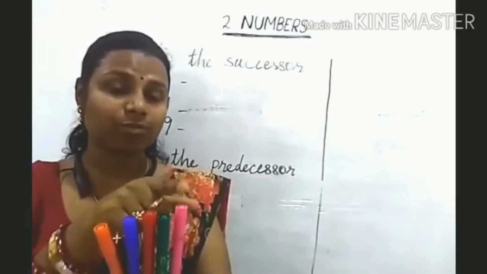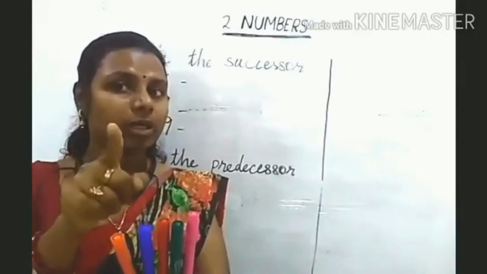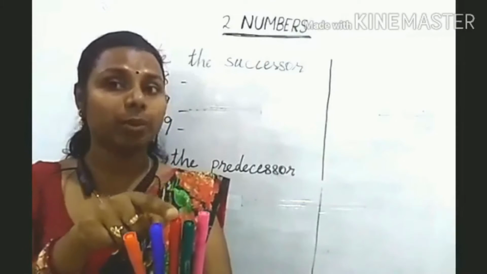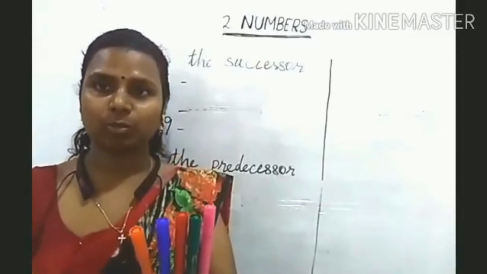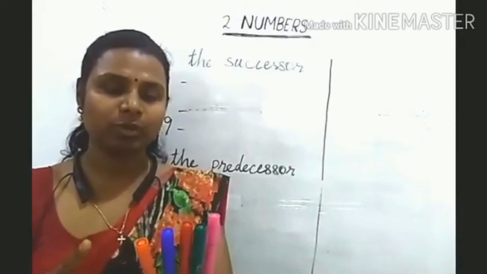The successor of green is pink. That is the next one. The predecessor of green is red. That is the previous one. Have you understood this one?